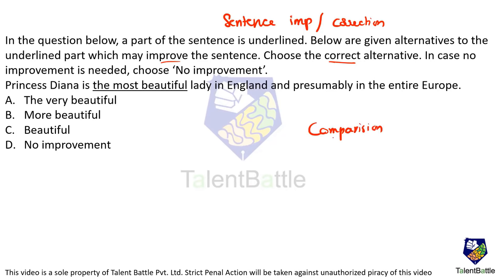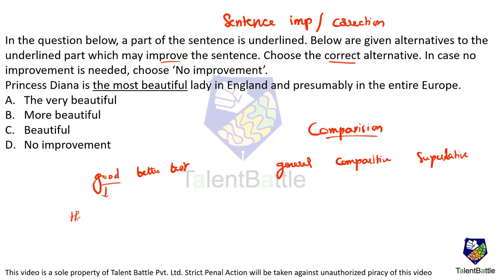Comparison. Now we have three degree forms of comparison. The general degree of comparison, the comparative degree of comparison, and the superlative degree of comparison. For example, good, better, best. Now, when can I say good? When I'm talking about only one person or one thing, for example, he is good. Now, can I say he is better? No, I can say he's better when he is better than him. He's better than him. When I'm comparing between two people, I can use the comparative degree. So comparative is generally used between two people, between two entities.